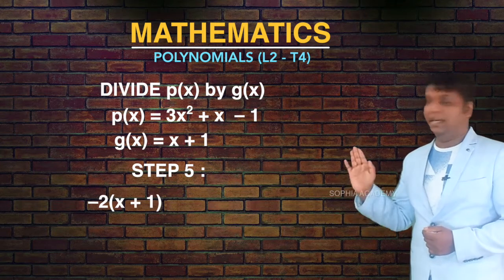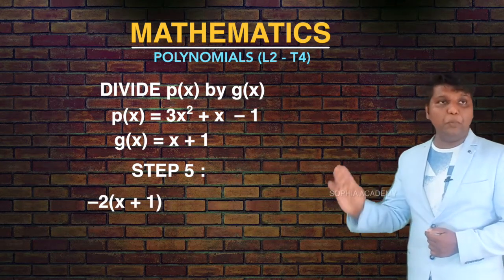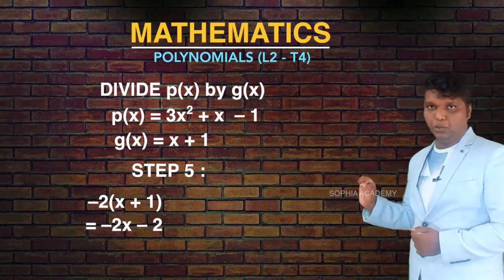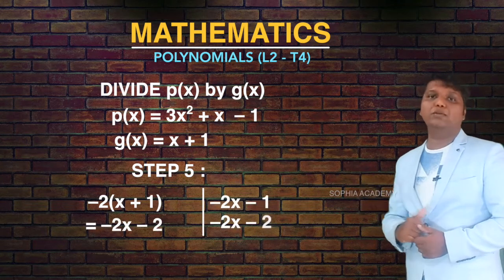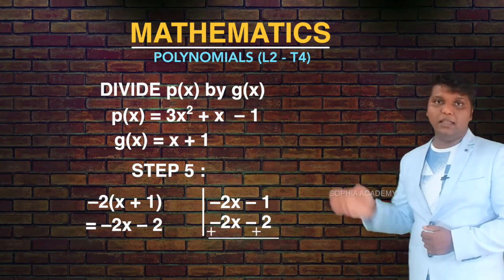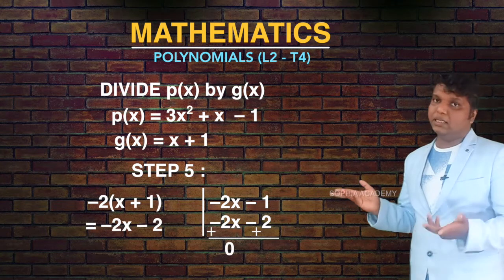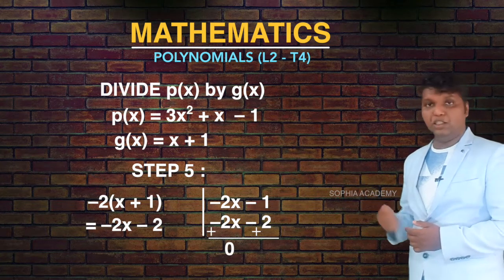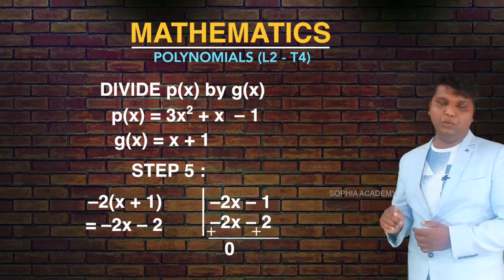Minus 2 into x, it is minus 2x. Minus 2 into plus 1, it is minus 2. So again you will get minus 2x minus 2. Draw a line. Again you will have to subtract them. While subtracting, the first term they will get cancelled. That means minus 2x, it is 0 itself. What is the second term? Minus 1 minus 2.